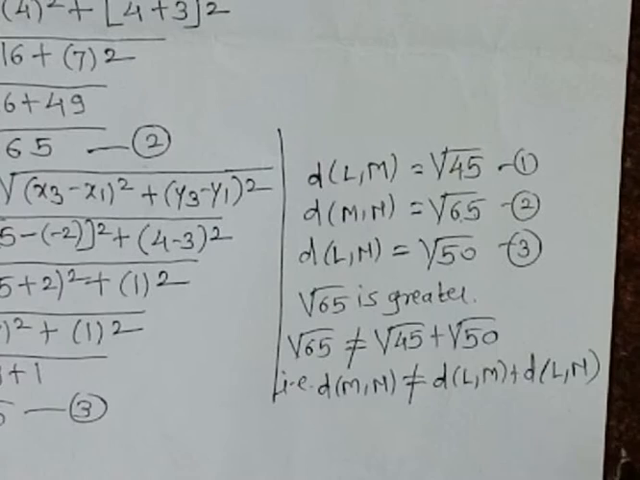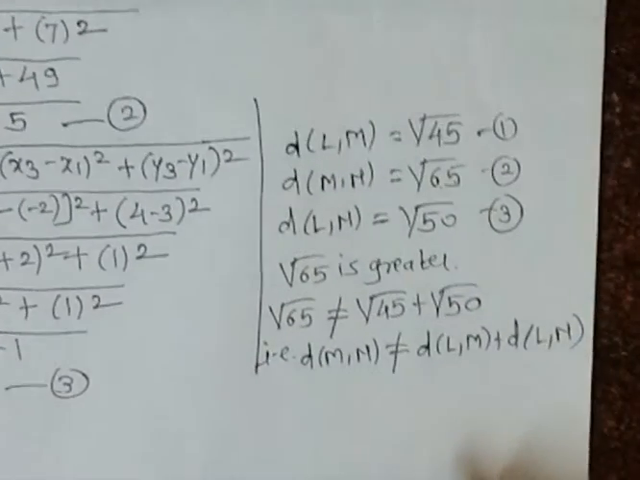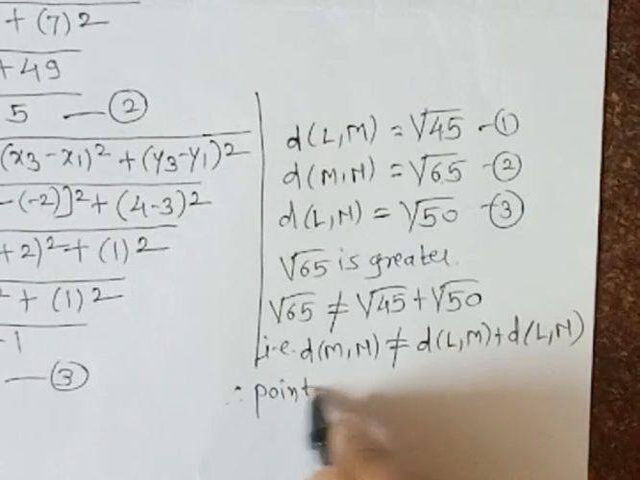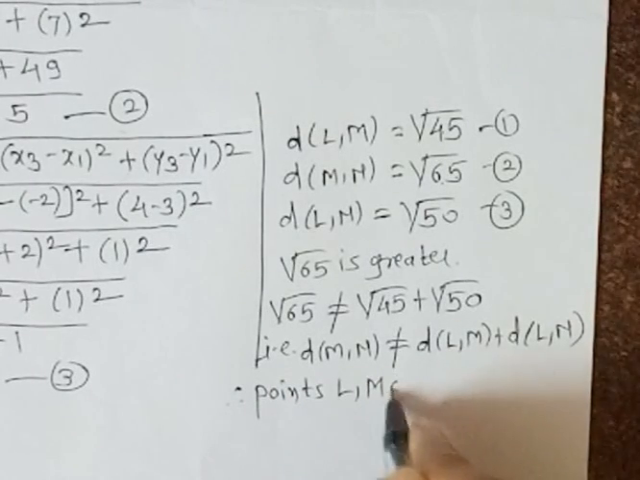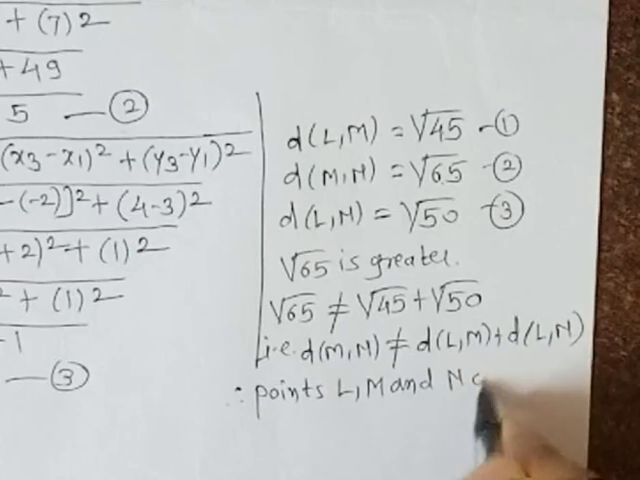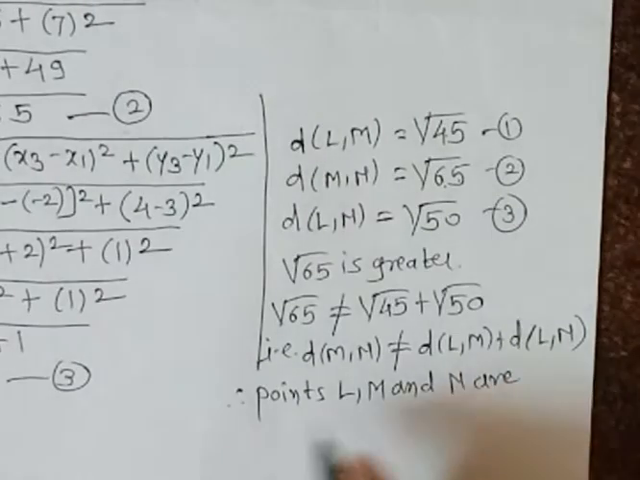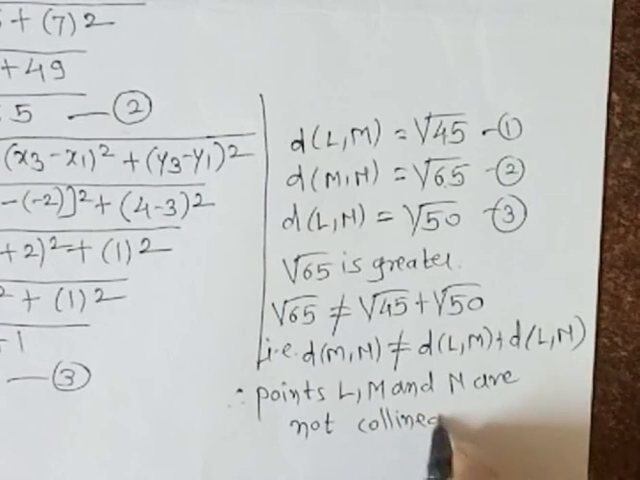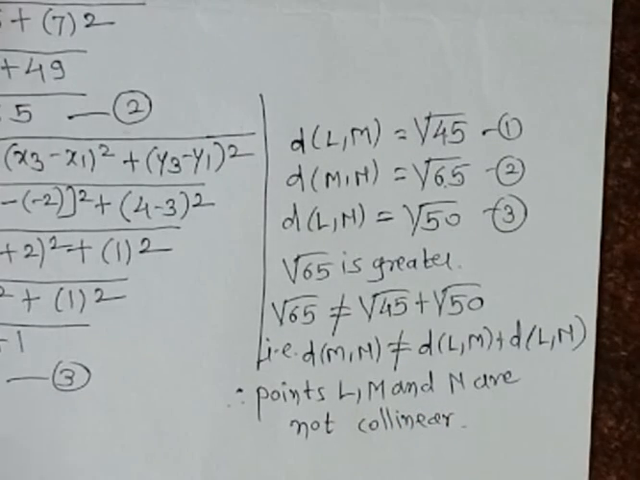Okay, and therefore we can write these three points L, M and N. Therefore points L, M and N are not collinear.